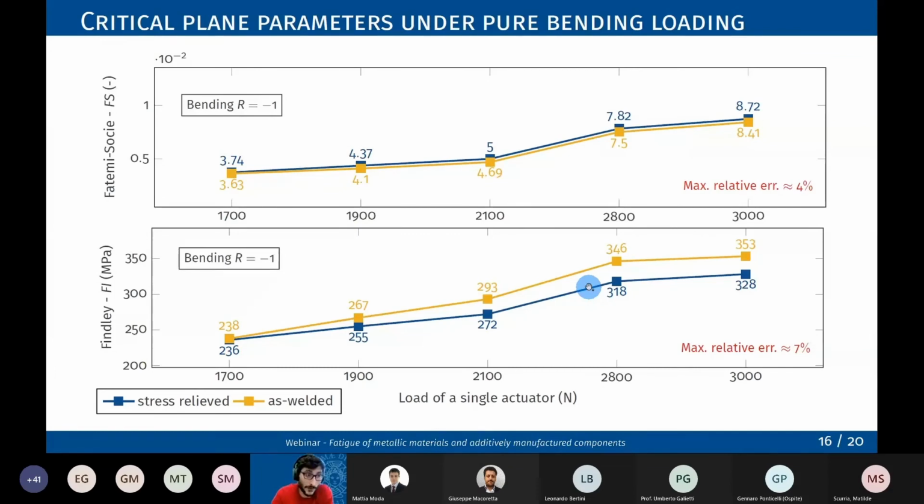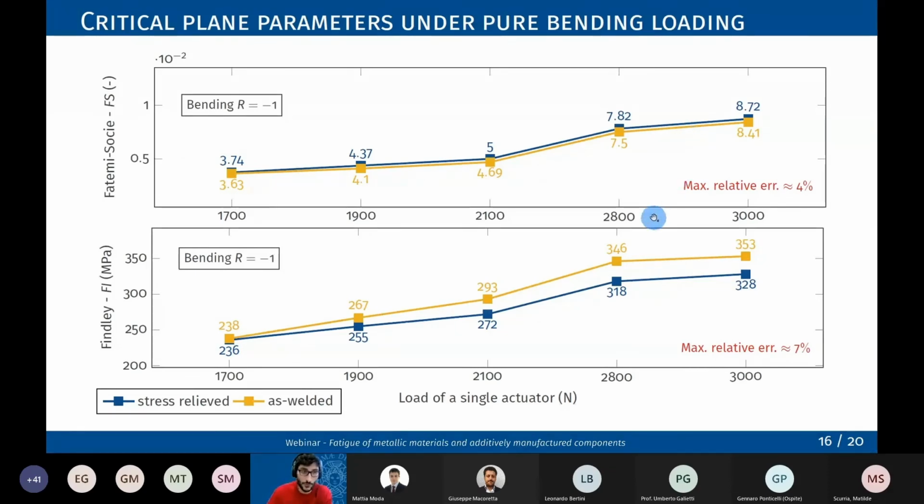Here, I'm reporting both Fatemi-Socie and Findley critical plane factors for pure bending and a stress ratio equal to -1, in stress relieved and as-welded condition, for different loadings of the specimen. Here I'm reporting the load at the single actuator, but there could also be, for example, the bending moment. It can be seen that, especially for Fatemi-Socie, there is not a really huge difference between the factors. Both in Fatemi-Socie and Findley, the maximum relative error is around 4-7%.